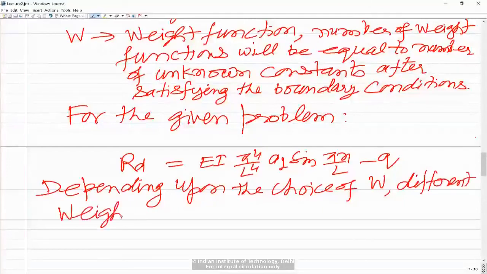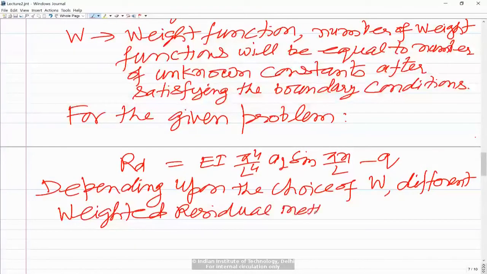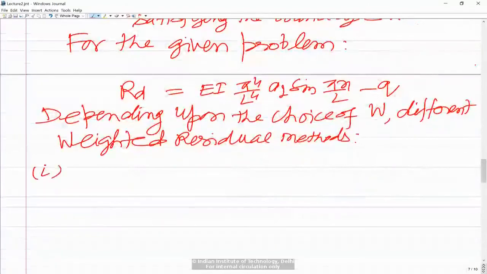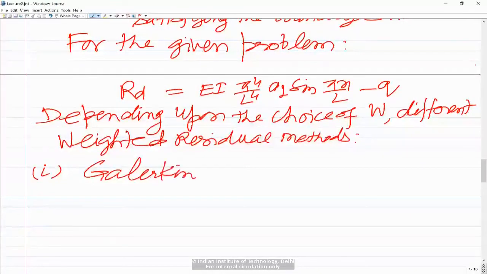Different weighted residual methods are there. The first one is the Galerkin method. Let me discuss them one by one. The first one, the Galerkin method. And of course, there is no derivation for these. You cannot derive these methods.